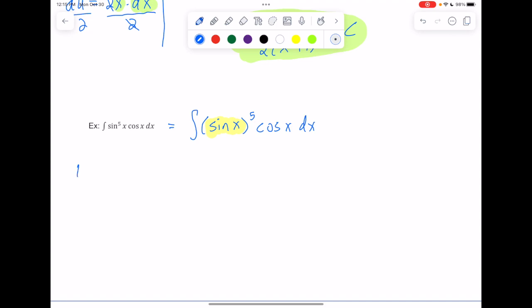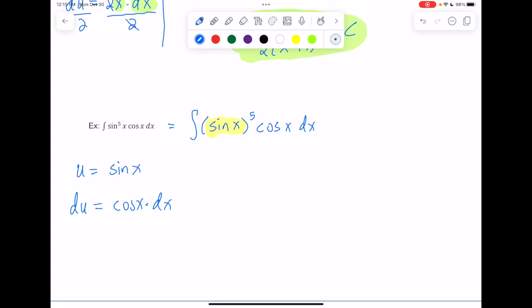So I'm going to come down here and do my substitution scratch work and say I'm going to let u equal the inside function sine of x. du would then be the derivative of that, so the derivative of sine is cosine, and then times dx.